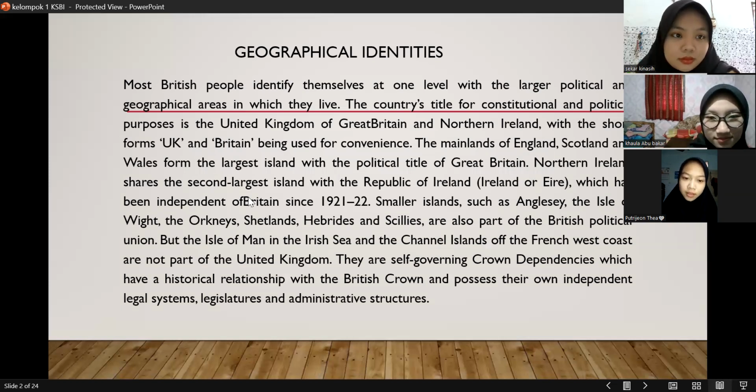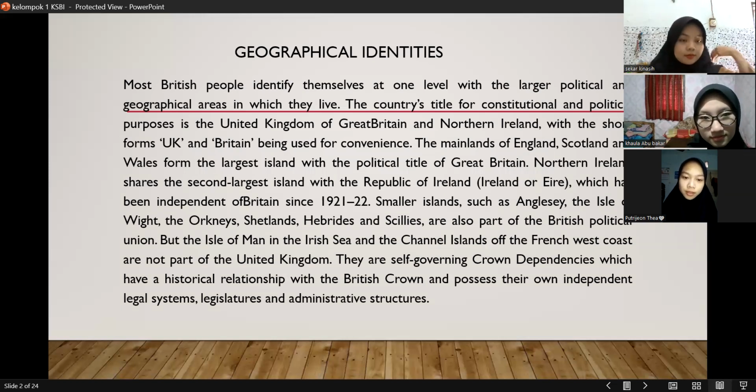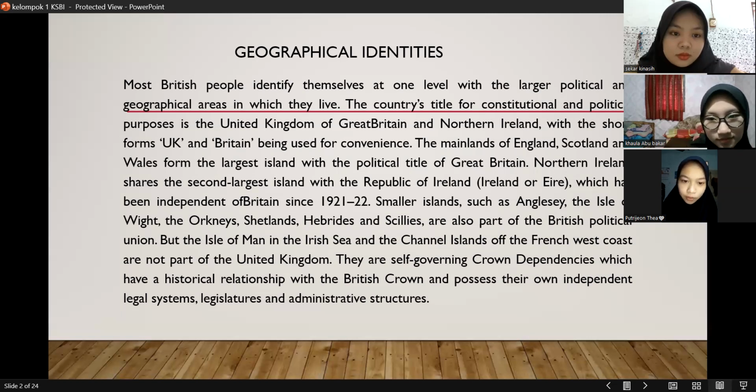Geographical identities. Most British people identify themselves at one level with the larger political and geographical areas in which they live. The country's title for constitutional and political purposes is the United Kingdom of Great Britain and Northern Ireland, with the short forms UK and Britain being used for convenience. The mainland of England, Scotland, and Wales forms the largest island, with the political title of Great Britain.